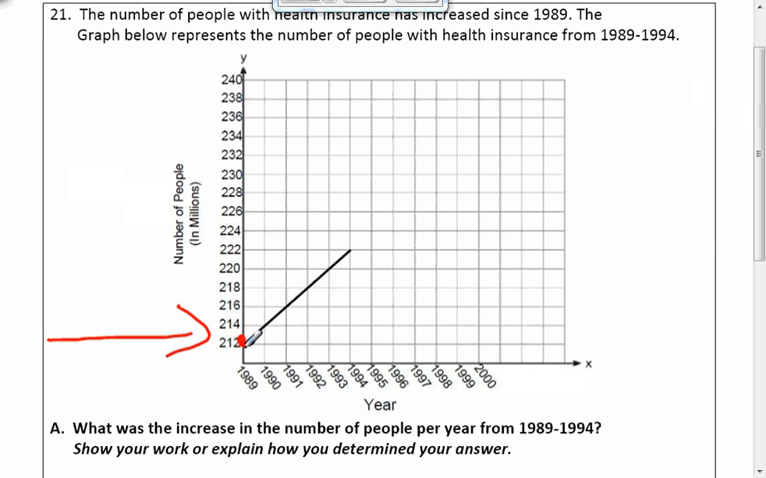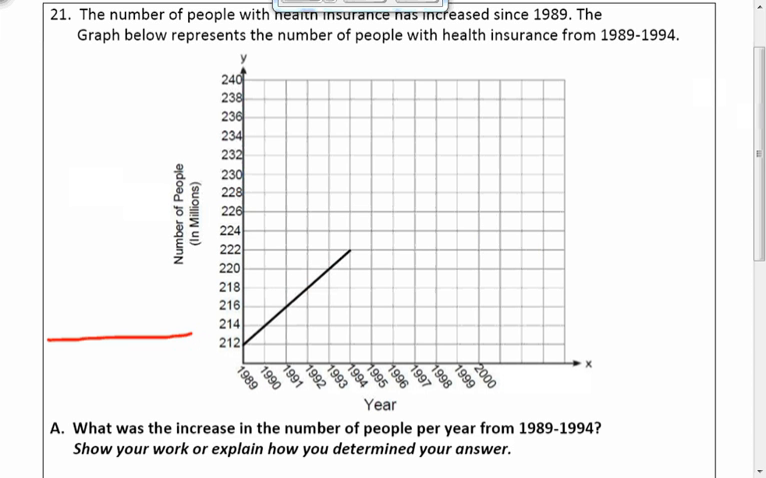And then from there, it needs to go up one over one, up one over one, up one over one, up one over one, up one over one, until this point, it's the one that's at 1994, 222. So just make sure you redraw the correct line. It'll make the question a lot easier.